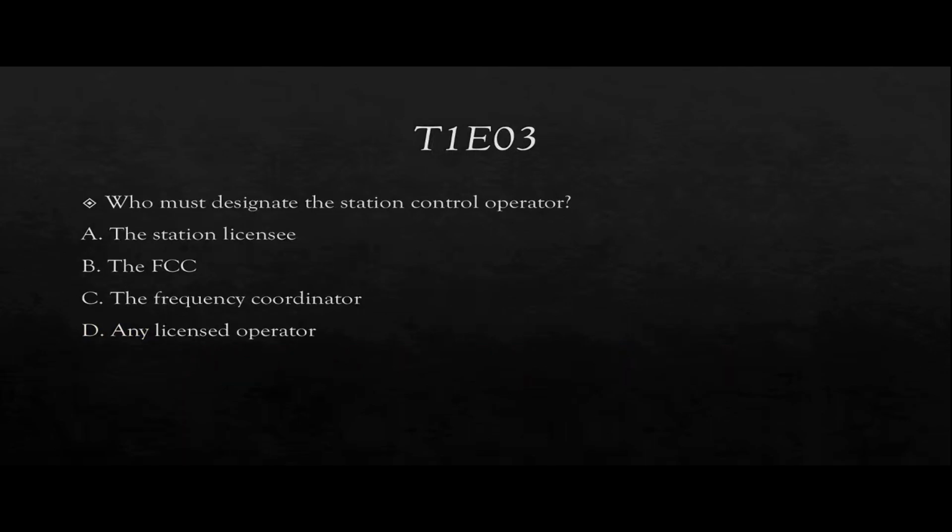Question 3. Who must designate the station control operator? A. The station licensee. B. The FCC. C. The frequency coordinator. Or D. Any licensed operator. And your correct answer, A. The station licensee.